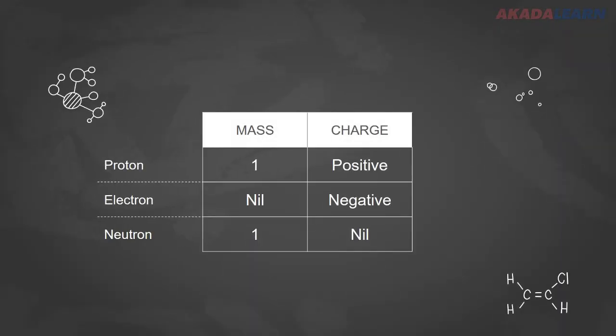So, take a look at this. On this table, we have the mass and the charge, then the protons, electrons, and neutrons. The proton has a mass of 1 and a positive charge. The electron has no mass with a negative charge, while the neutron has a mass of 1 with no charge.